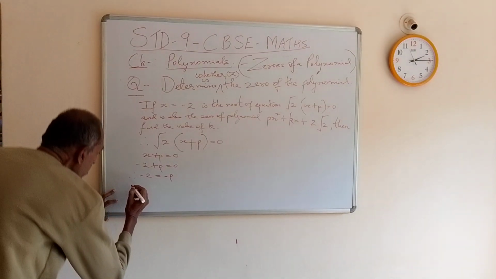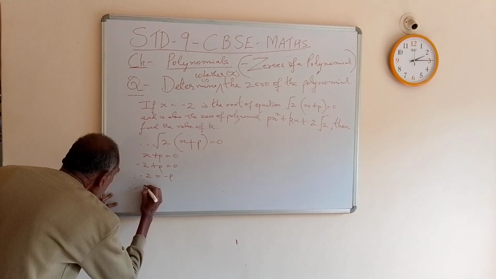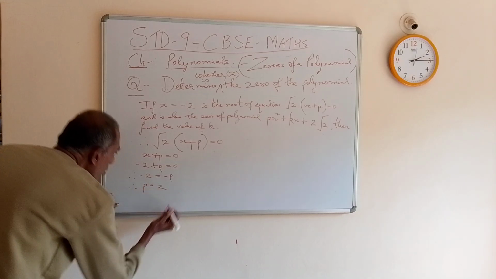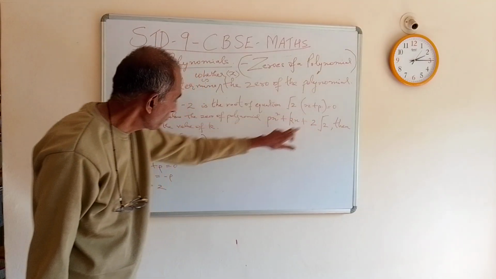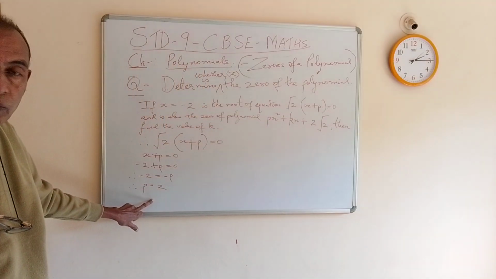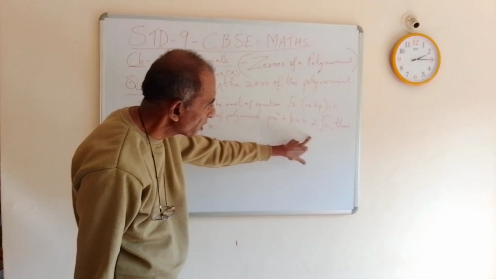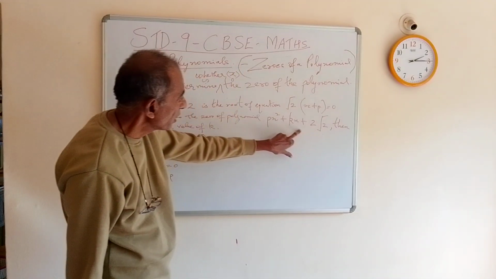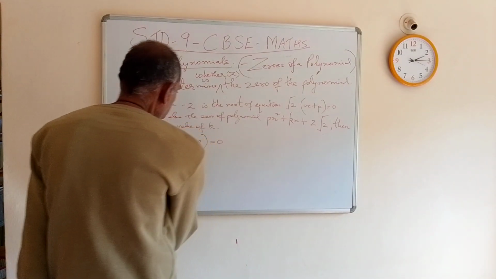Therefore plus p will be plus 2. Therefore p is equal to 2. So now we know the value of x is minus 2 and the value of p is 2. We got both the values. Now we can substitute those values in this polynomial and we will have to find the value of k. Got it? So this was the first part of it.